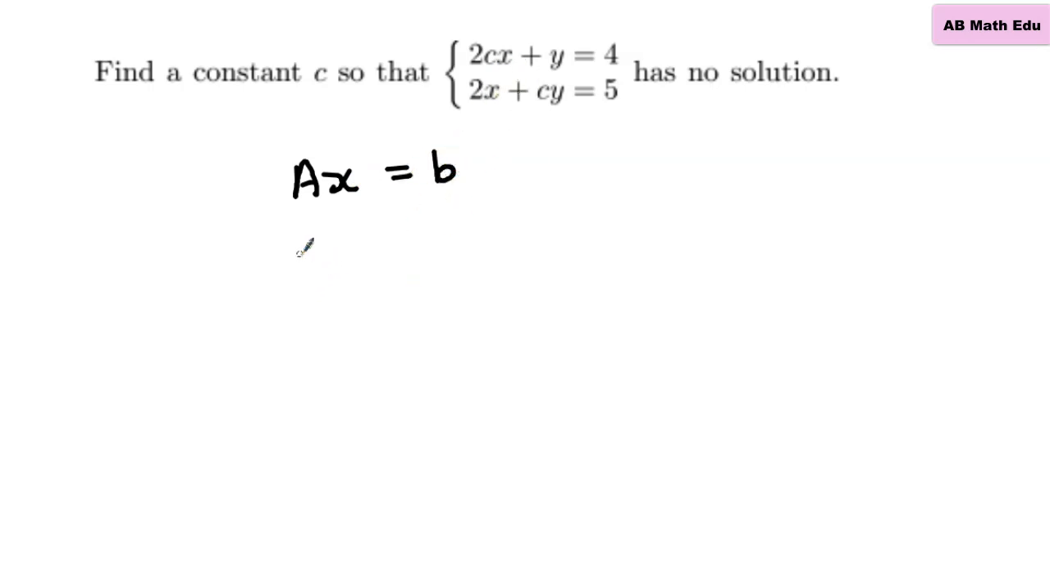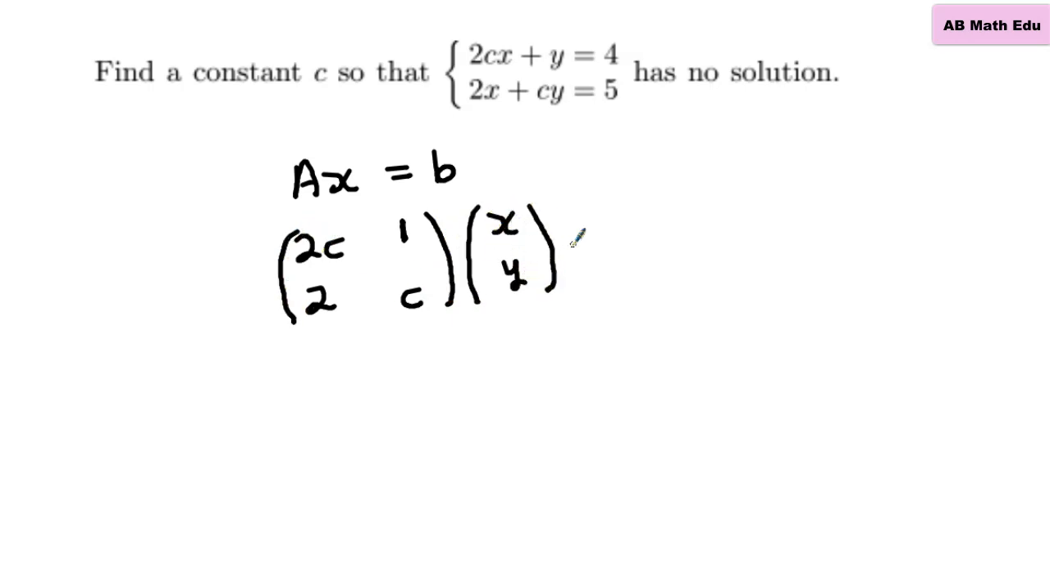So we are taking the coefficients. So 2C and 2 here, and then here will be 1, and here will be C, times X and Y must be equal to 4, 5. Here our A is equal to 2C, 2, 1, and C here.